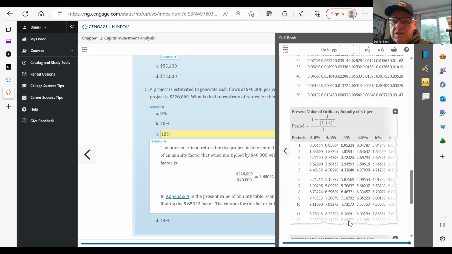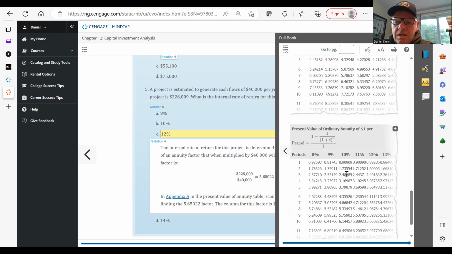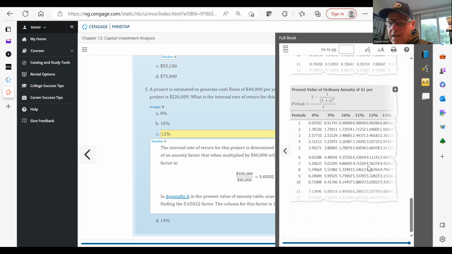All right, so there's the present value of annuity. And notice if we go 10 years and we go across the first interest rate, the number we're looking for is 5.605. So it's clearly larger than 6%. And there it is. That corresponds to 10 years and 12%. There's your 5.65025. Okay.